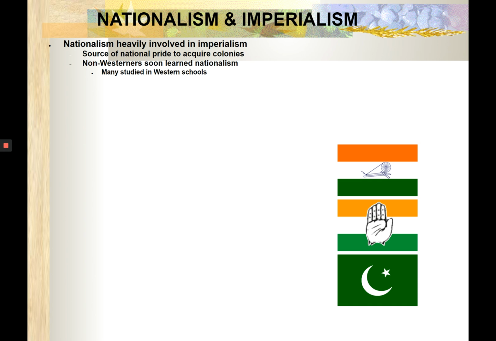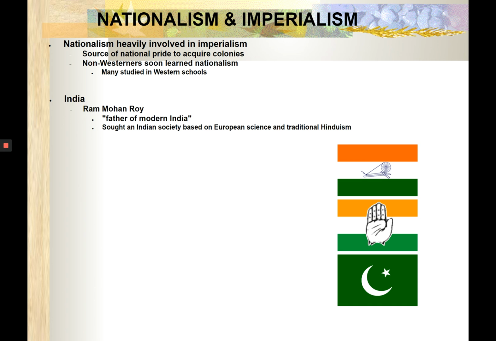And they would learn about these European ideas and then use that to fuel their own desires for self-rule. So one good example of this is India. India is going to be one of the leaders when it comes to pushing for independence and an end to British imperialism. And so Ram Mohan Roy is known as the father of modern India. And he was a social reformer who tried to seek a balance between European science and keeping traditional Hinduism. And so he was great at using the newspapers to spread his ideas.